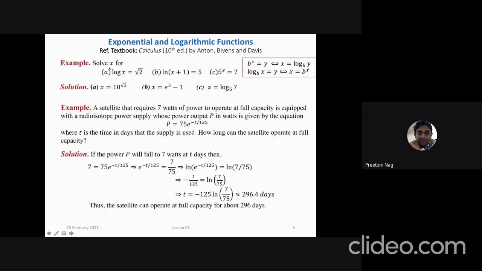Suppose your first question can be: solve x for log of x equal to square root of 2. Log of x is square root of 2. So if we have log of x is square root of 2, then what will be the value of x? আমরা solve করব. What will be the value of x in here? So everyone, please try to solve this problem by yourself.